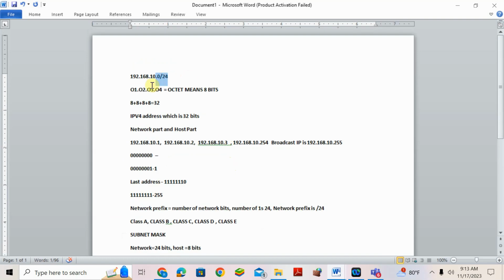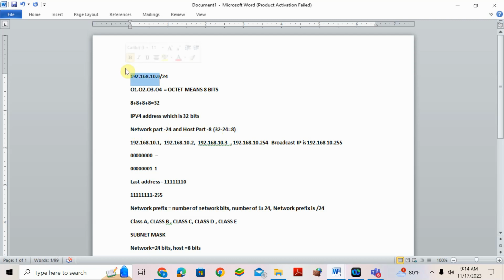So this is a network address and this is called class C because we have a 24-bit network. Then we have starting octets 192.168. Then 24 network, the remaining 8 bits are host, because 32 is the total length of the IPv4 address. Network is 24, then the host part will be 8, because 32 minus 24 equals 8.